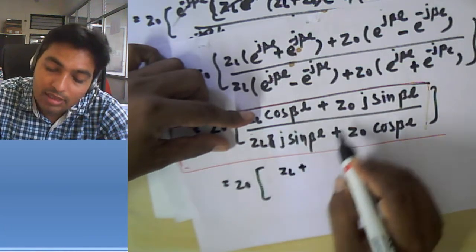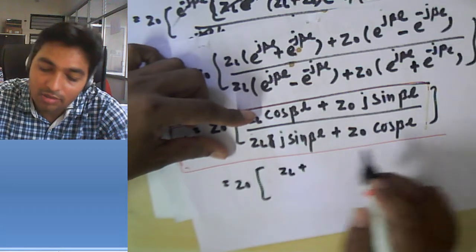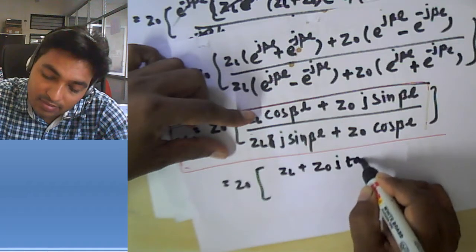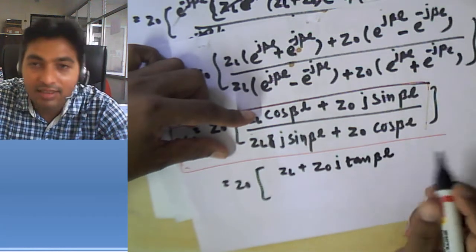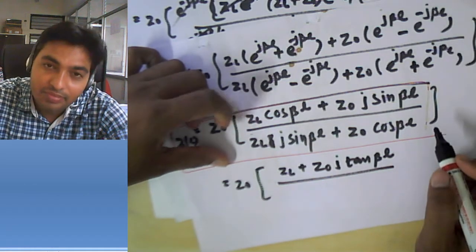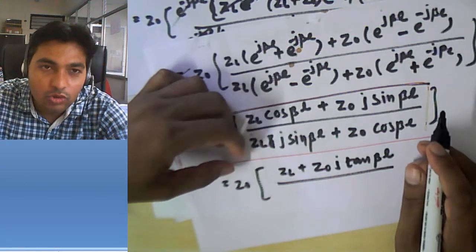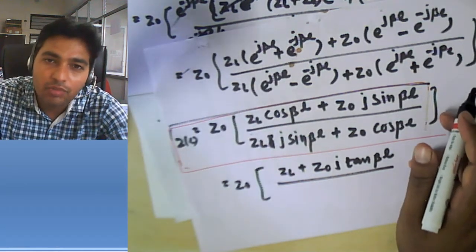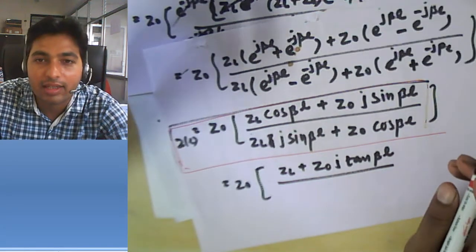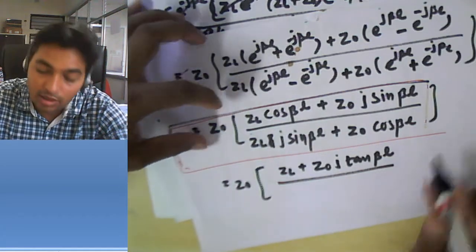Here it will be Z0 J sin beta L divided by cos beta L. So that will be equal to Z0 J, cos by sin is tan, so that will be equal to Z0 J tan beta L. Similarly, in the denominator also we will take cos beta L common. So the cos beta L in the numerator and cos beta L in the denominator will cancel out.